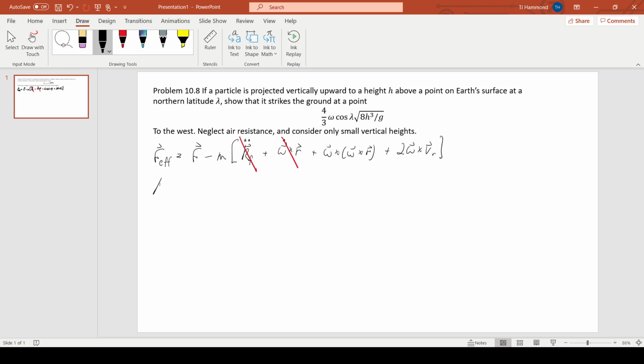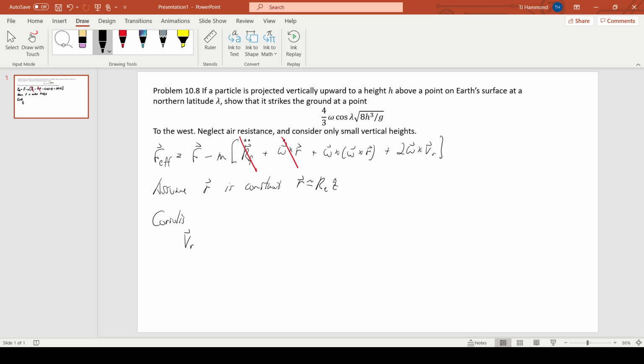So if we assume that we only have to deal with small vertical heights, then that means that this r is going to be approximately constant compared to the radius of the Earth. And we're saying that this thing is mainly just firing upwards, and so that's going to be z hat. Okay, so let's deal with Coriolis to start. So this is going to be our v_r term.